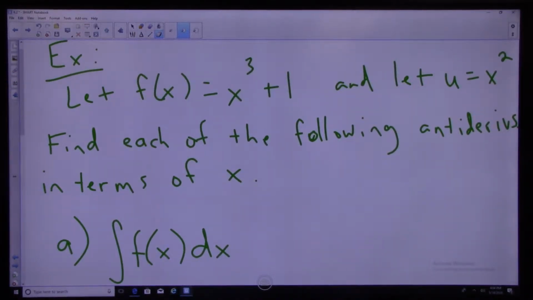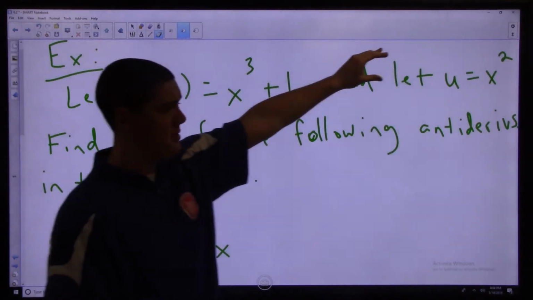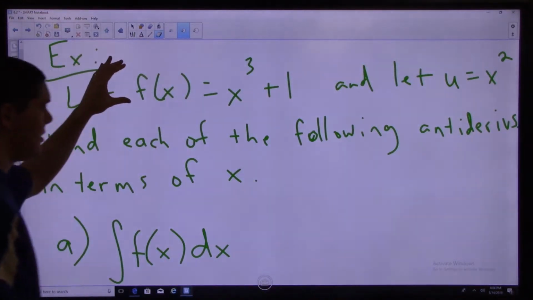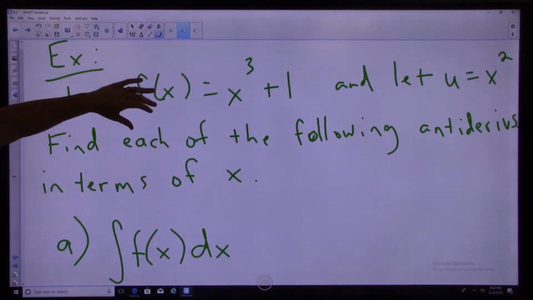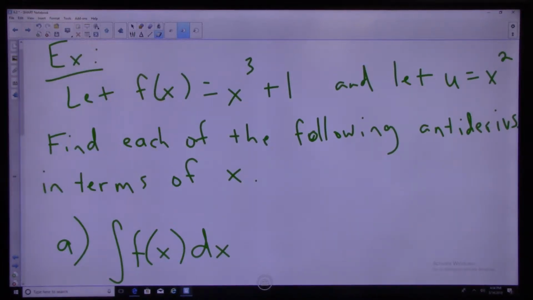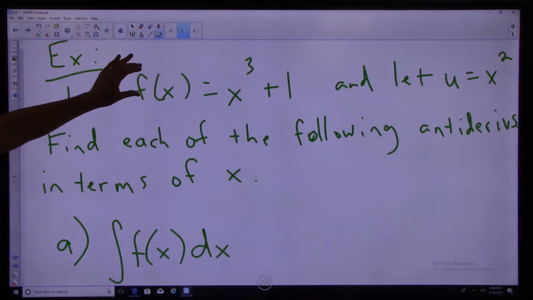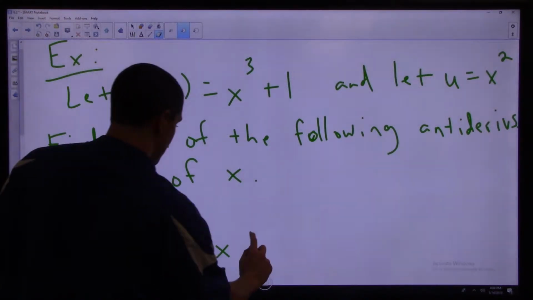All right, so let's go through this first example. Just the integral of f of x dx. So guys, we don't need to worry about this function right here. f of x is going to equal x cubed plus 1. Okay, we know what f of x equals. So all I got to do is take the antiderivative of that. Okay, so what is the antiderivative here?